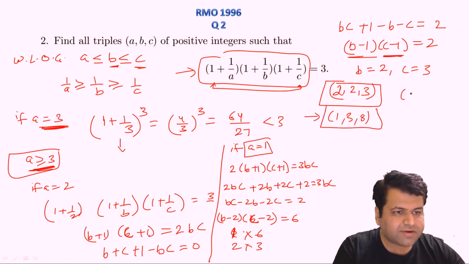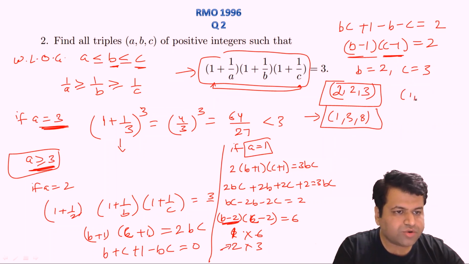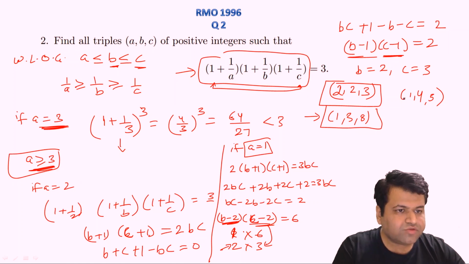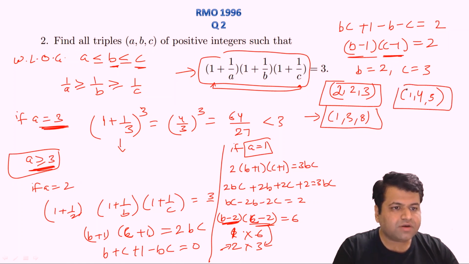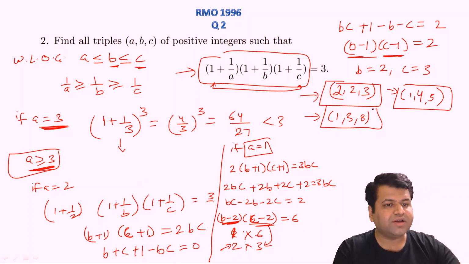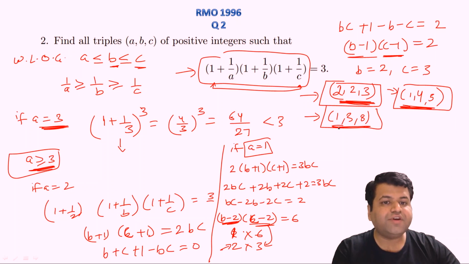Or A is 1, so B should be 4 to make this thing equal to 2, right? And C should be equal to 5 to make this thing equal to 3, right? So one more possible triple is 1, 4 and 5, and any rearrangement of this or this will be a solution. So basically there will be 3 rearrangements of this, 6 of this and 6 of this. So in total there are 15 such ordered solutions of this equation, right?